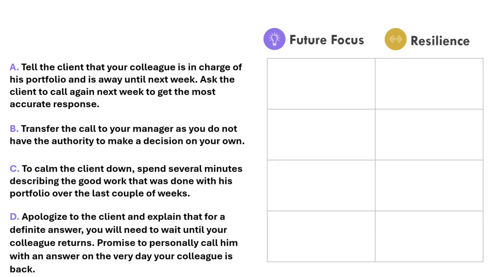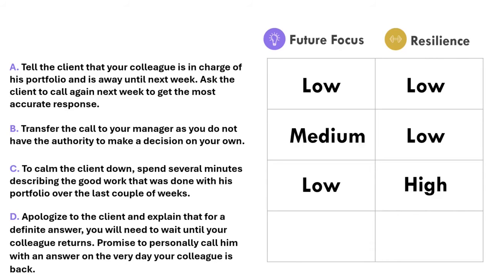Response A is mostly an attempt to relieve yourself of the responsibility to resolve the issue. It shows unwillingness to deal with the client and therefore low resilience. In addition, this response does not offer any solution whatsoever, so low future focus as well. Response B also gets a very low resilience score, but the attempt to offer some assistance, as lackluster as it may be, gets a couple of points for future focus.